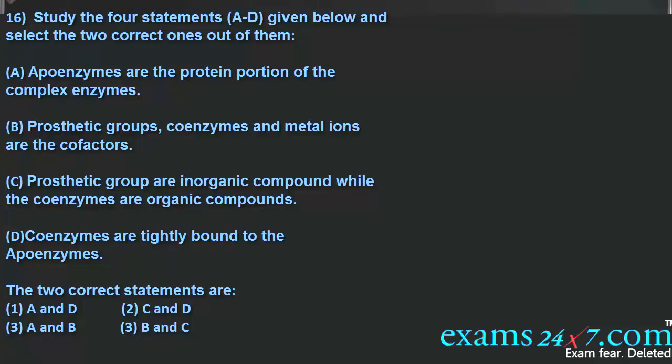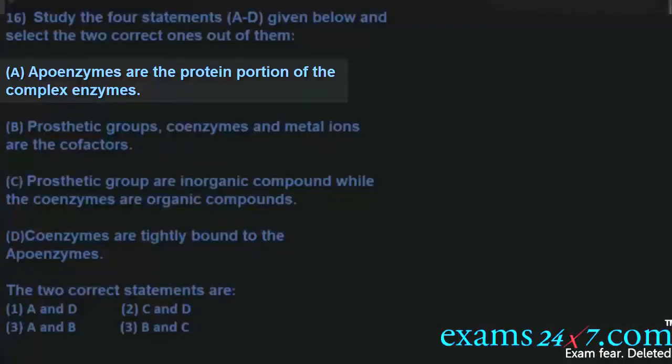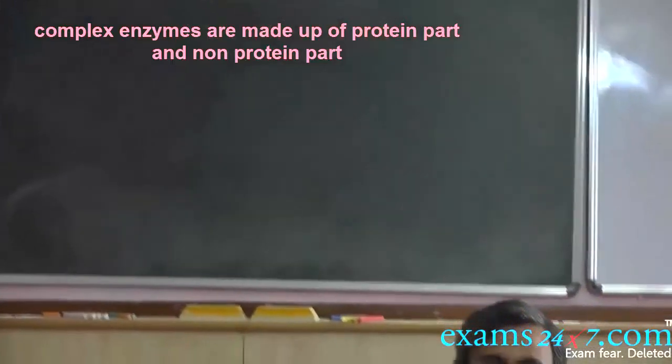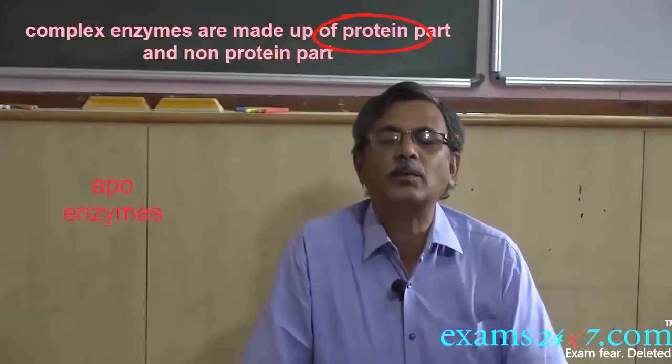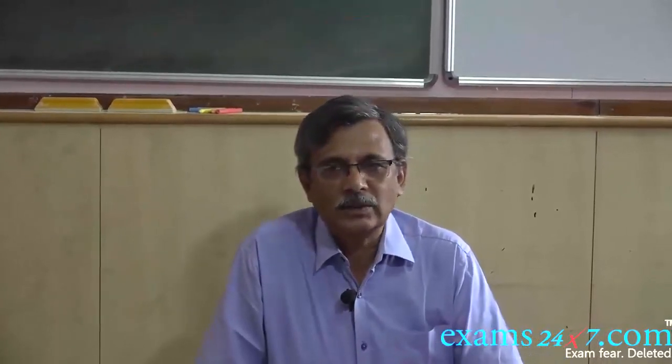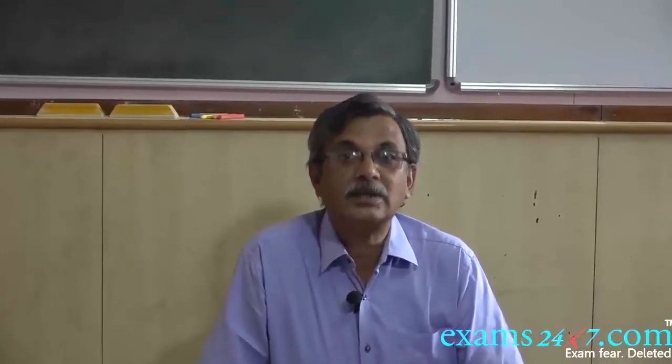Question 16. Study the four statements A to D given below and select two correct ones out of them. A. Apoenzymes are protein portions of complex enzymes. I hope all of you know when you talk about enzymes, complex enzymes are made up of a protein part and a non-protein part. The protein parts are called apoenzymes. Thereby, statement A is correct.